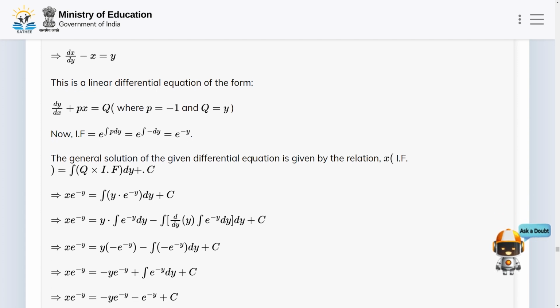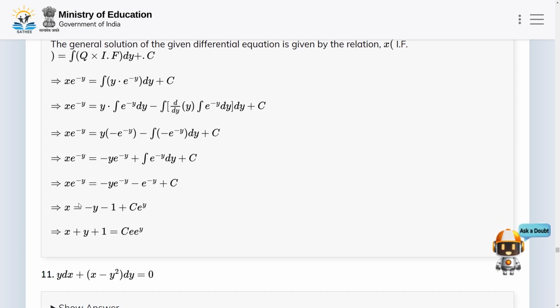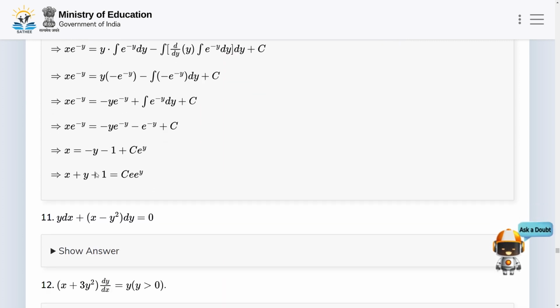Now your general solution will be of the form x multiplied with integrating factor is equal to integration of q multiplied with integrating factor dy plus some constant. Now you will get this as your equation. This integration we will be solving by using by parts. So after applying by parts, you will have x e power minus y is equal to minus y e power minus y minus e power minus y plus some constant. Rearrange some terms. Okay, you will have x plus y plus 1 is equal to c e power y.